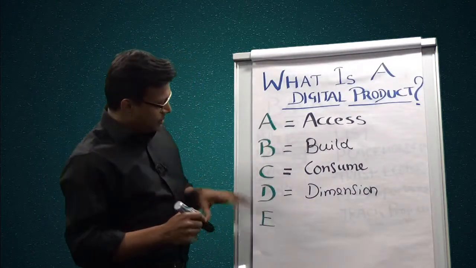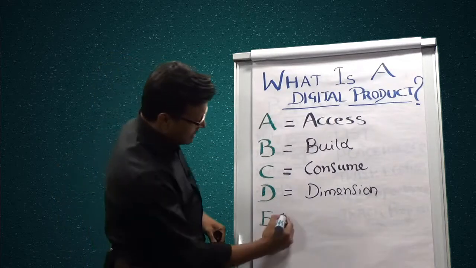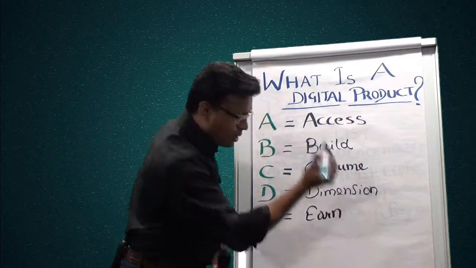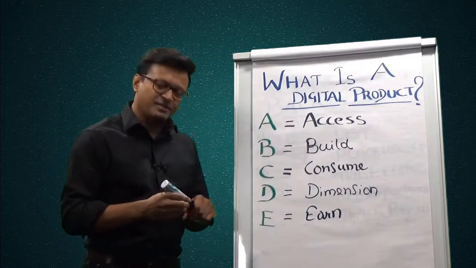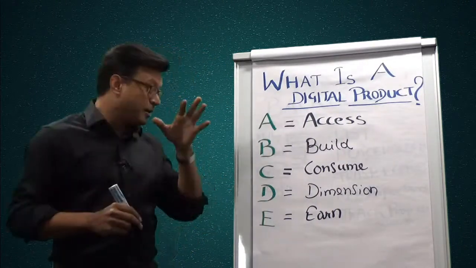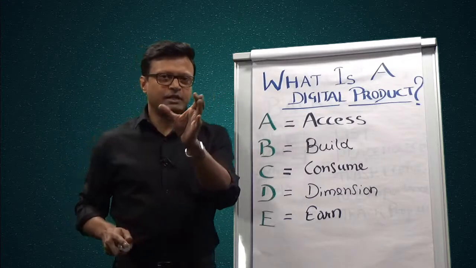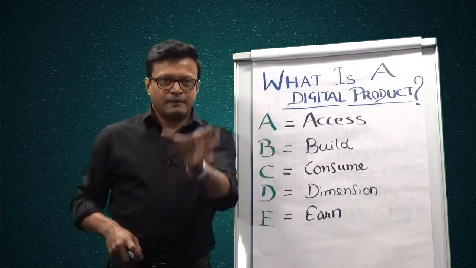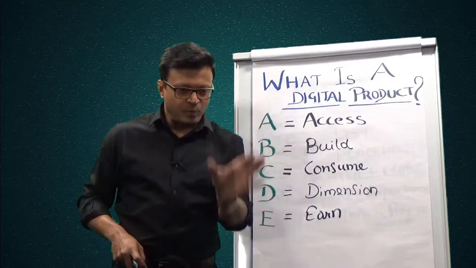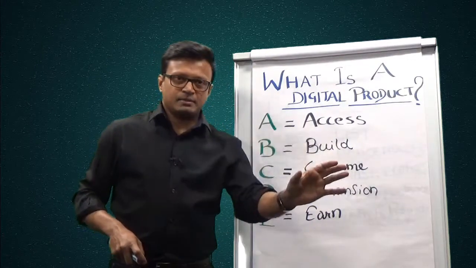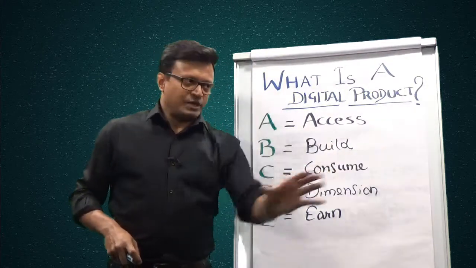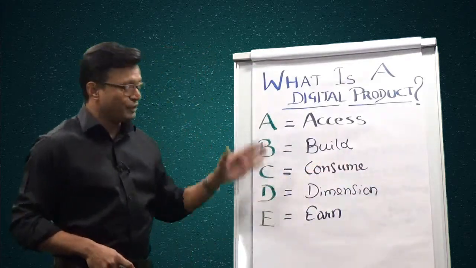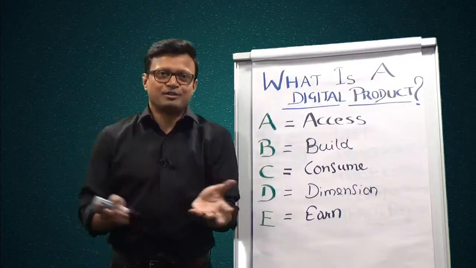And finally, if I go to the E, it is how do you earn from a digital product? Now this is very interesting as compared to a physical product. If you have created a physical product like a lamp or a chair or a table, that is one physical product, has got one price, and you sell it and it's done. You do that transaction, you take the money, give that product. While in the case of a digital product, there are various models that you have.